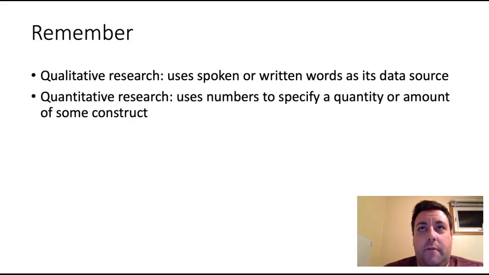They're not trying to develop some lessons that can be applied to the population at large. They're only concerned about the people who actually participated in a qualitative study, which might only be 10 or 15 people. Quantitative research, on the other hand, uses numbers typically to specify a quantity or amount of some construct.